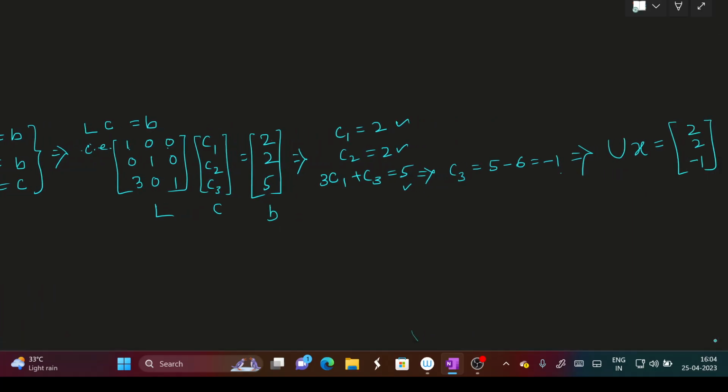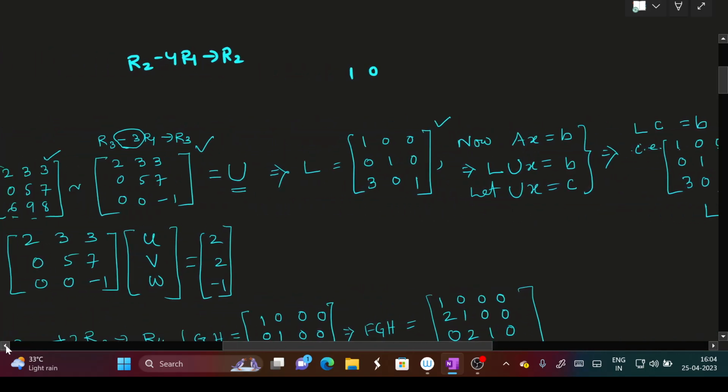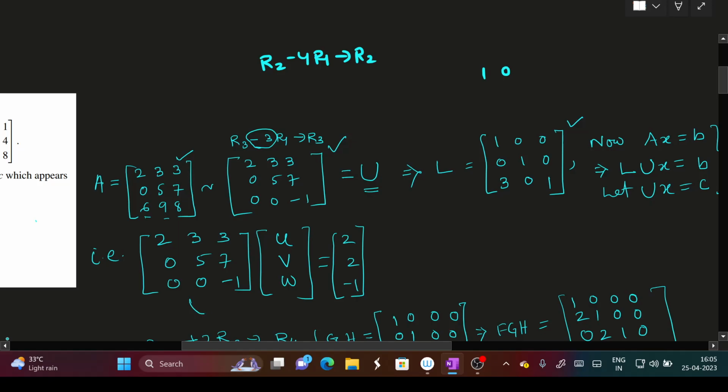So Ux is equal to [2, 2, minus 1]. If I want to write it in system of equation format, this is my U, this is my X and this is my C. So it is in the Ux equal to C format, which was expected from the question.